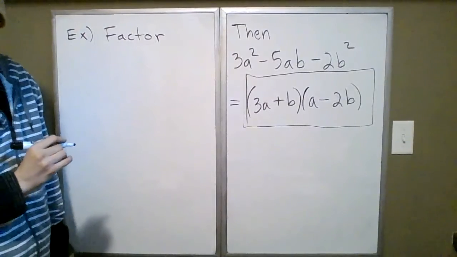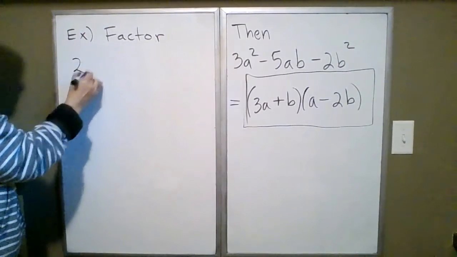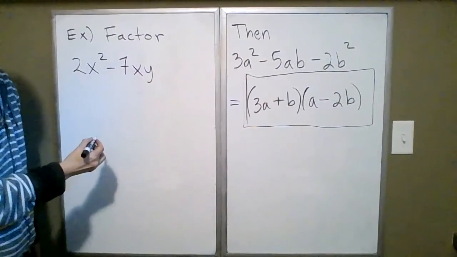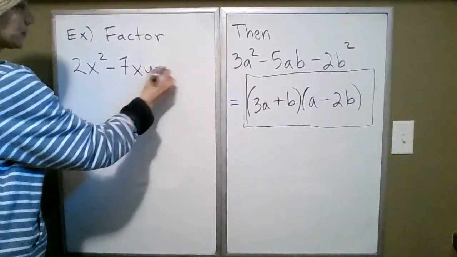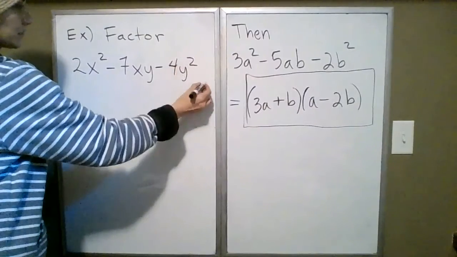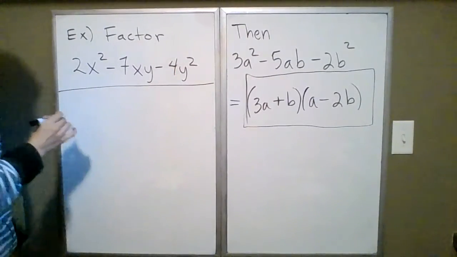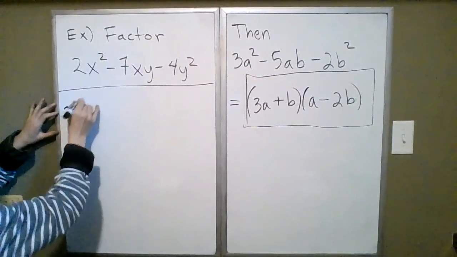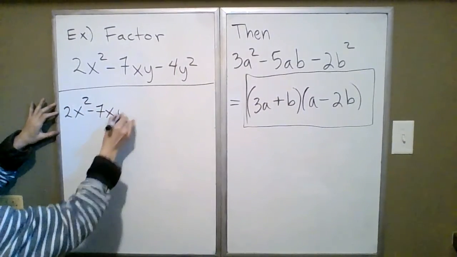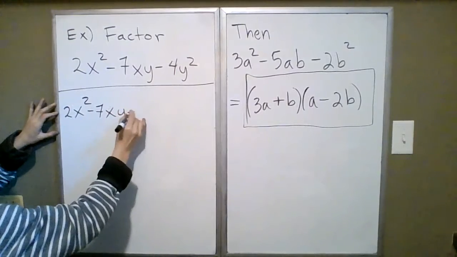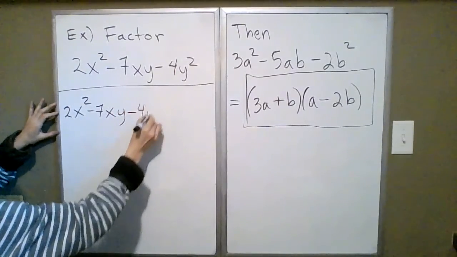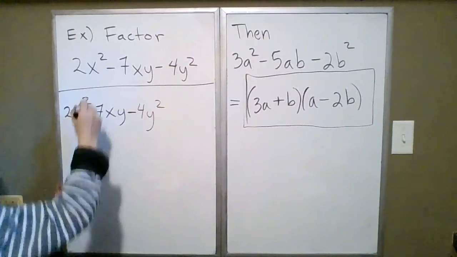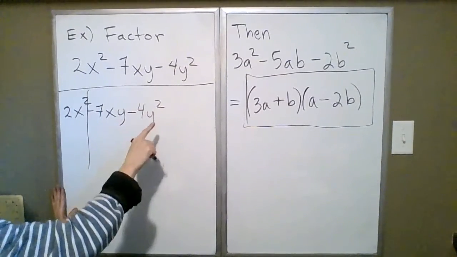It is 2x squared minus 7xy minus 4y squared. And I'm going to use a grid. Let's copy this down. Split this up to negative 7xy and then negative 4y squared.